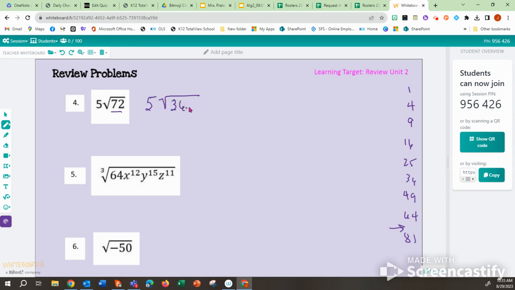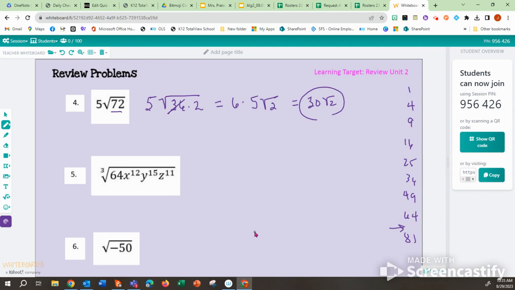So 36 times 2 is going to give me that 72. I'm going to take the square root of 36, which is 6. 6 is going to come out. 5 is already on the outside, so those numbers are going to get multiplied together. And the 2 is going to stay under the square root, and I'm going to end up with 30 square root of 2.